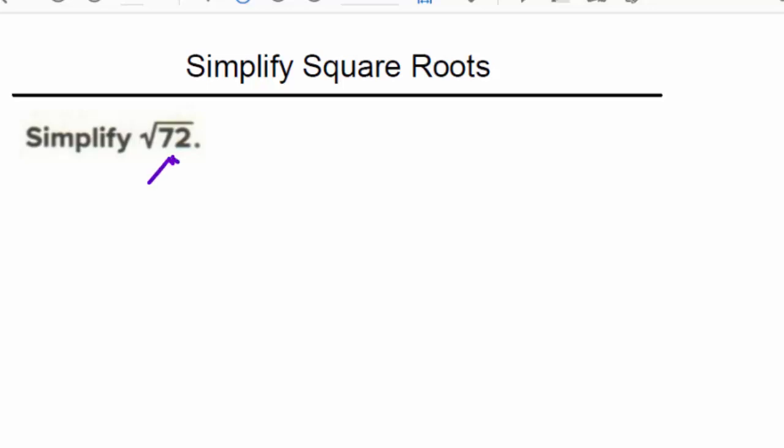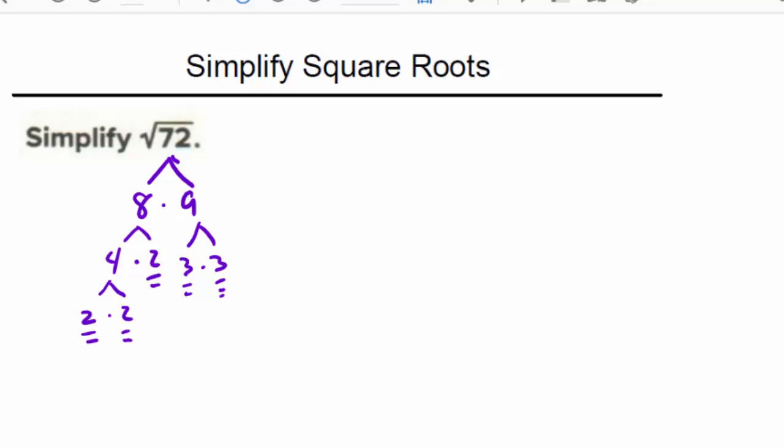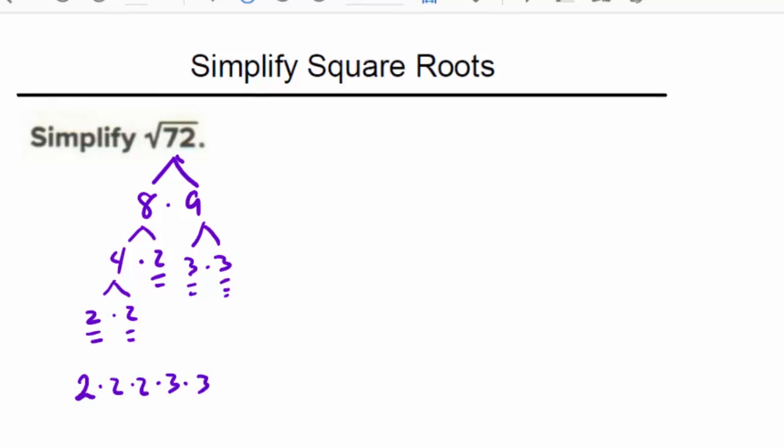So the first thing I'm going to do is rewrite this as 8 times 9. Remember, this whole thing is under the radical, but I'll add the radicals at the end. Neither of these are prime numbers, so I'm going to break it down again to 4 times 2. That's a prime, so I'm going to put a double underline there. And 9 is 3 times 3, and those are both primes. And then the 4 can be broken down further into 2 times 2, so I've got a prime and a prime. So the prime factorization of 72 is 2 times 2 times 2 times 3 times 3.